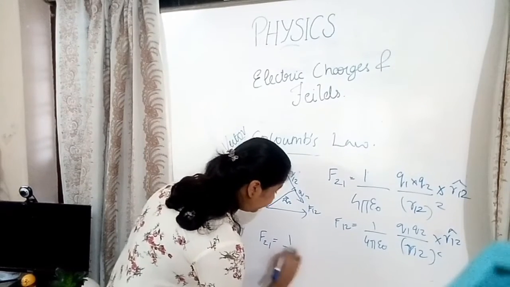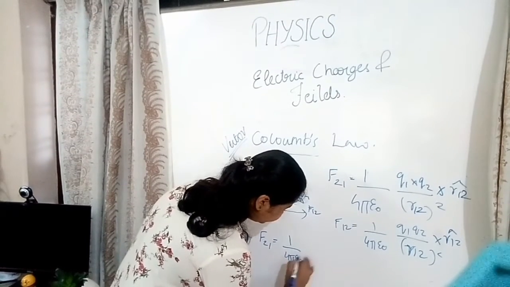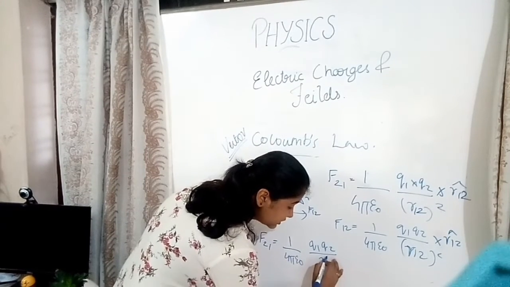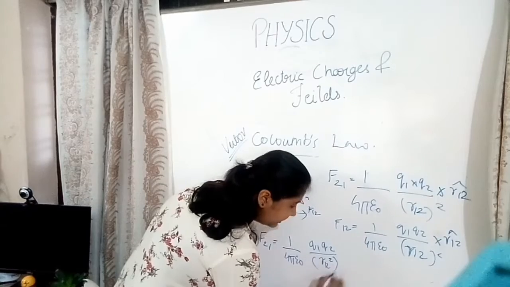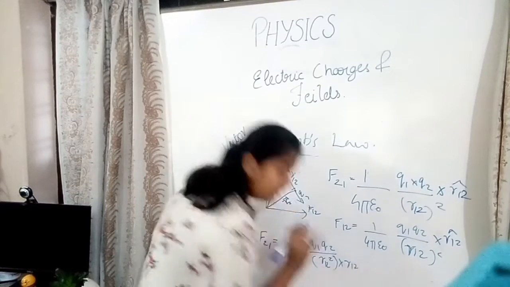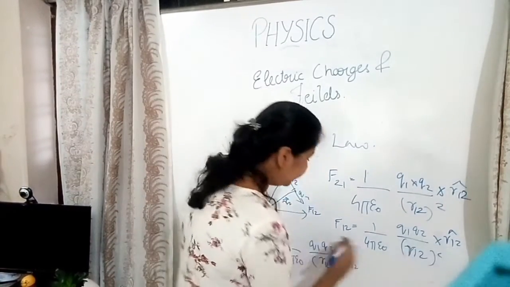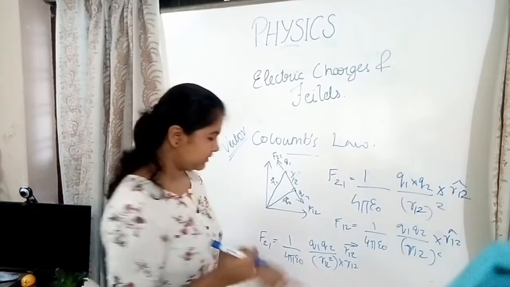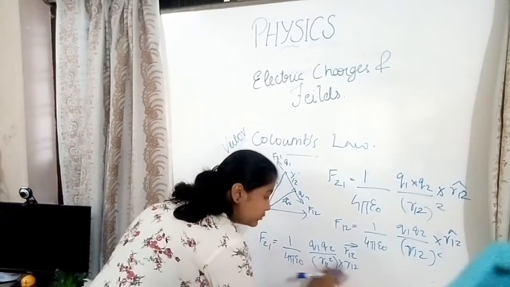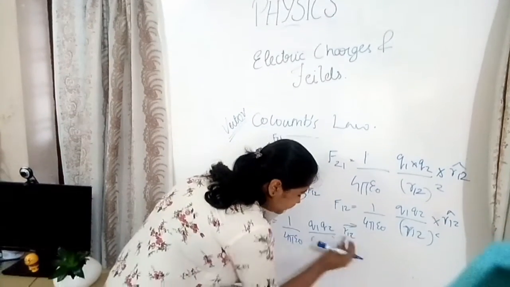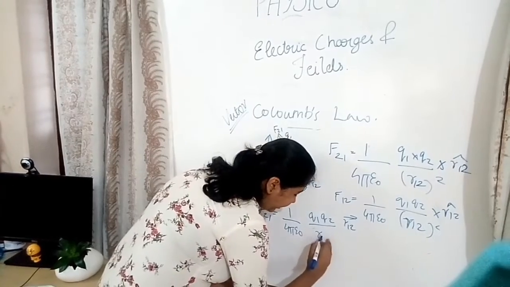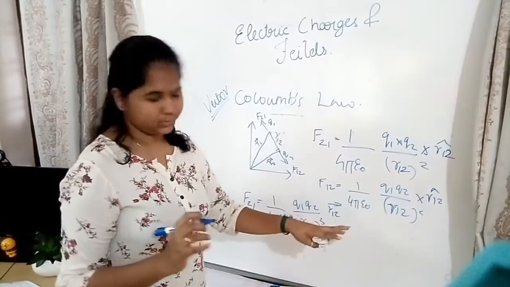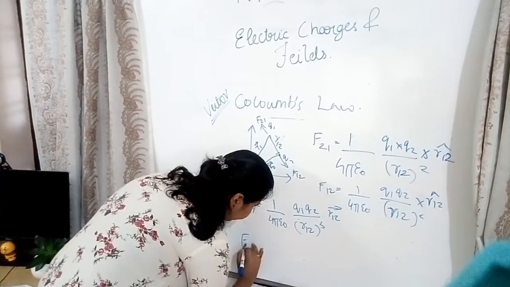F21 is equal to 1 by 4 pi epsilon 0 Q1 Q2 divided by R12 this whole square into R12. It's because you change this to R12 like this. Okay. So what will the denominator become? The denominator would become R12 to the whole cube because we multiplied it by one more R12.